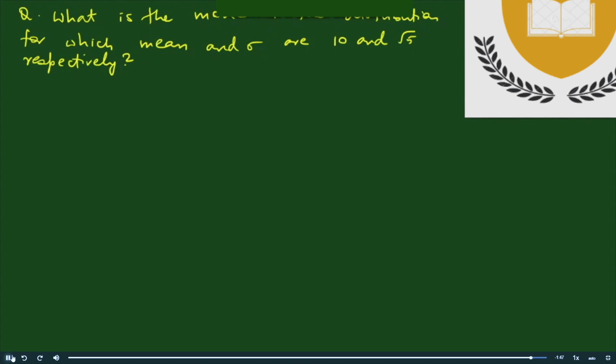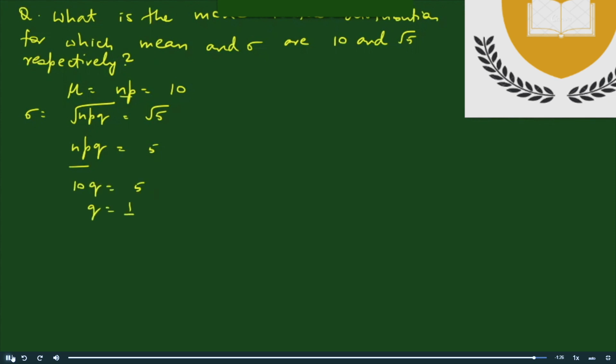Okay, so mean is mu, which is np, which is 10. Then the standard deviation is equal to square root of npq, which is equal to root 5. So npq is equal to 5. Now np is 10, 10 into q is 5. Q is equal to 1 by 2. If q is 1 by 2, p is also equal to 1 by 2.